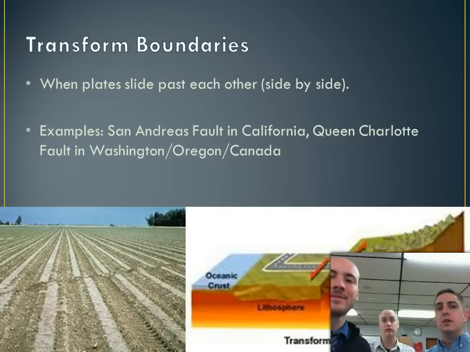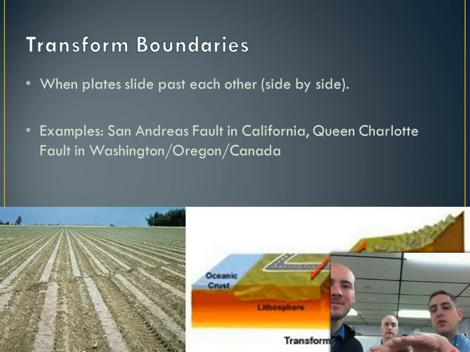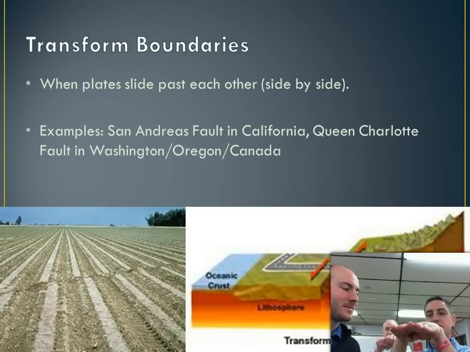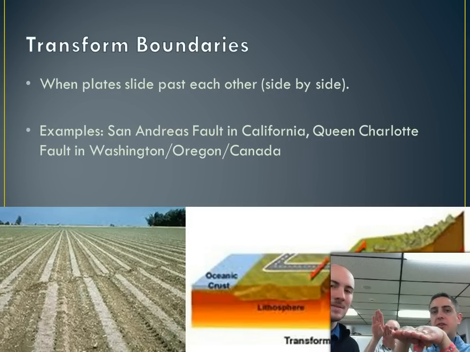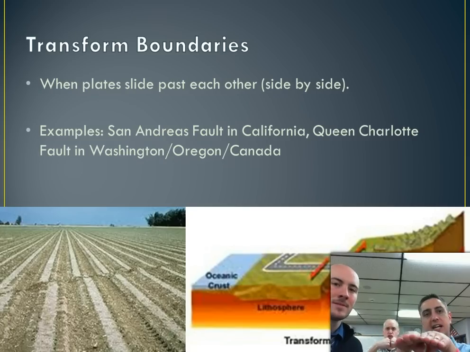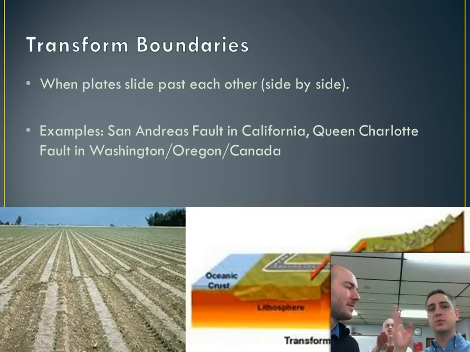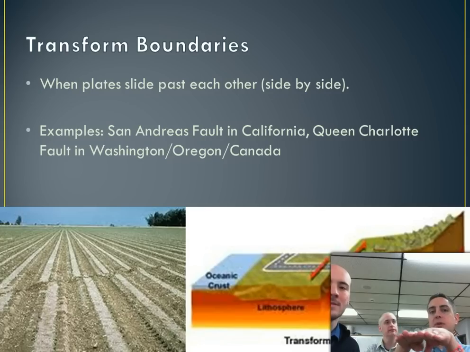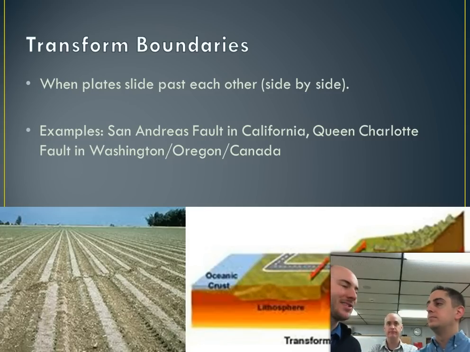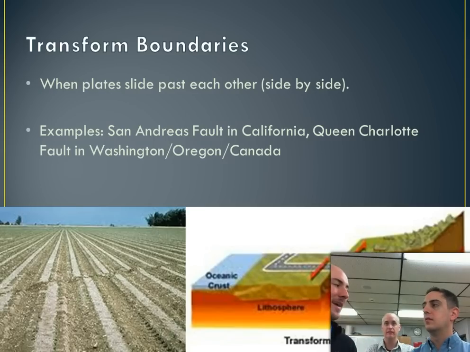The last type is the transform boundary. Transform boundaries are when instead of plates running into each other, they're sitting next to each other, and they just slide past each other. As forces build up, they kind of slip, and that's usually when you get earthquakes, which we'll talk about later. This is where the famous San Andreas Fault is, which goes up the west coast of California.